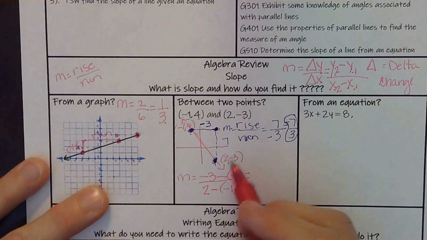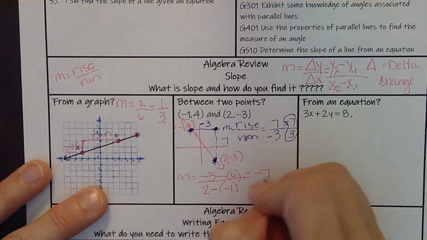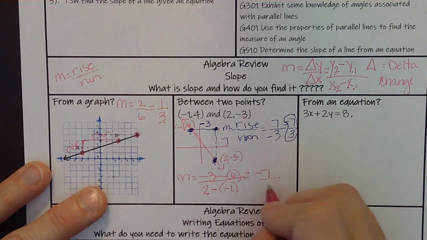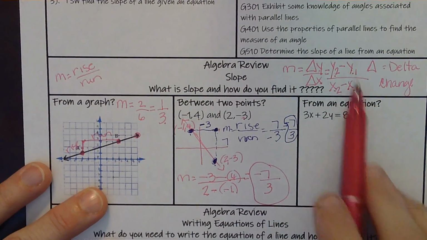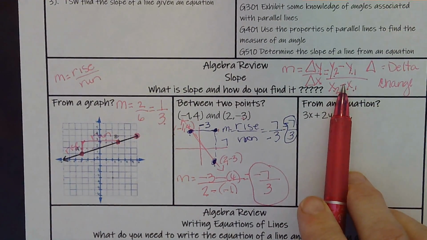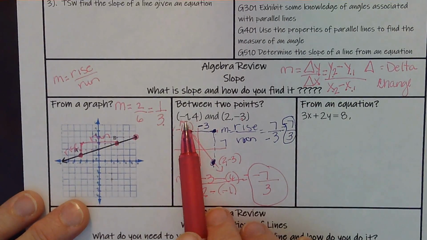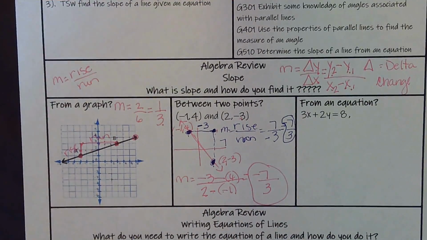So now let's look at what we get. I have a -3 minus 4, which is -7. 2 minus a -1 is 2 plus 1, which is 3. So we get the same thing. So this formula is a formula that you learned in Algebra 1, and it's a very useful formula when you want to find the slope between 2 points and you don't want to have to graph it.